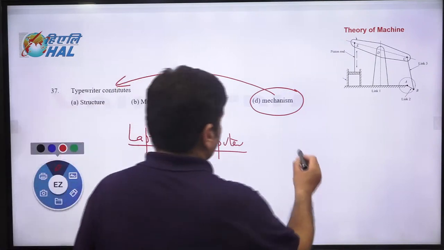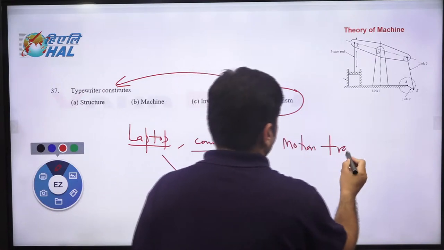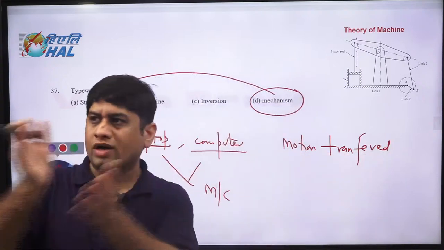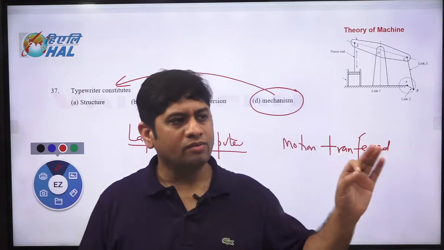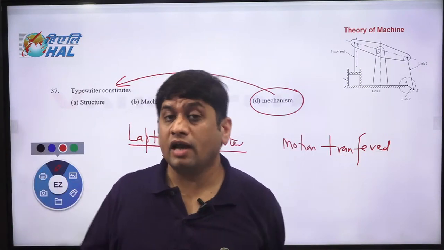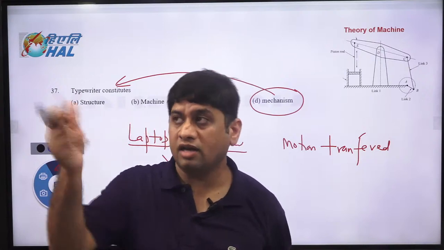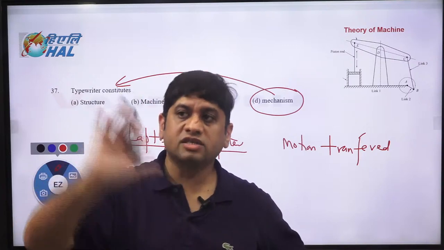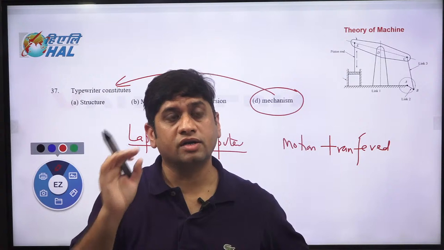When motion is transferred, when one kind of motion is transferred to another kind of motion, it is called a mechanism. One link transfers motion to another link, that is called a mechanism. But when energy is transferred, it is called a machine. Electric energy converted into rotation, a fan. So when energy is transferred, it is called a machine. When motion is transferred, it is called a mechanism.